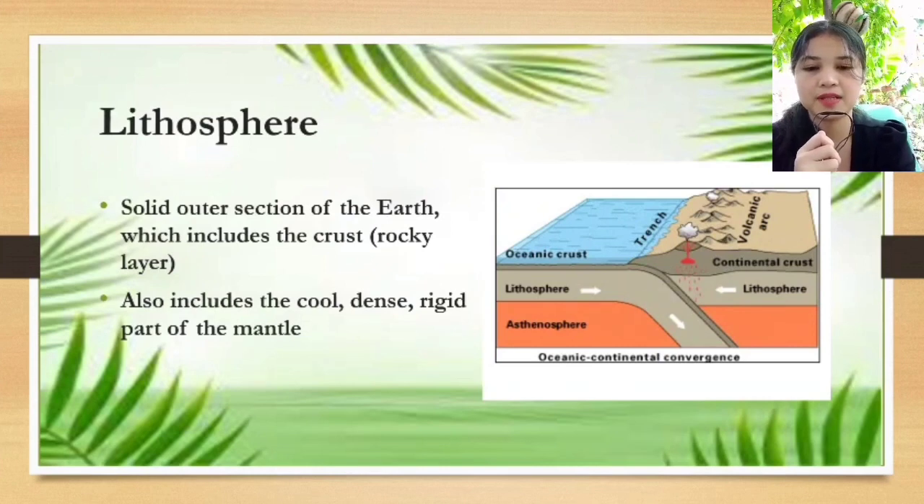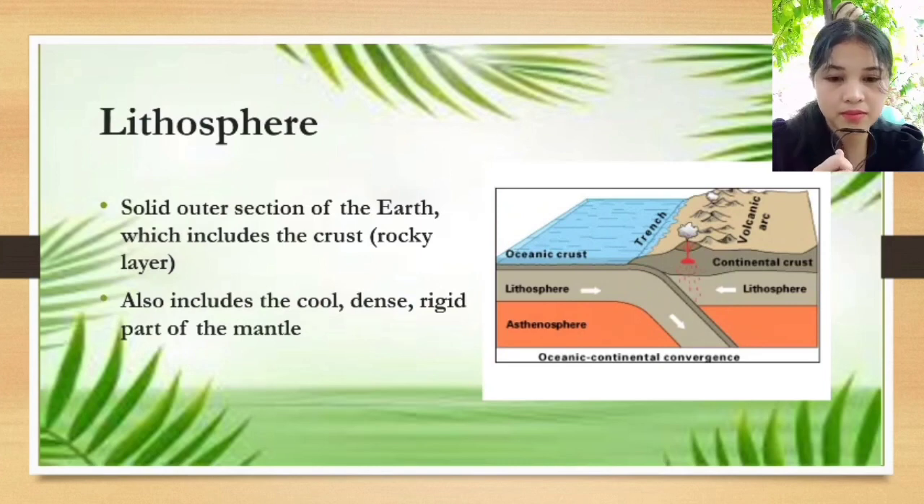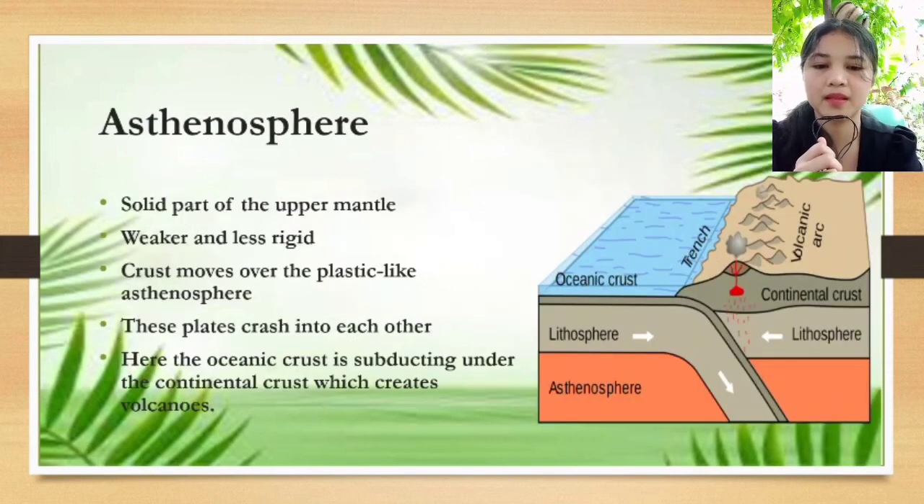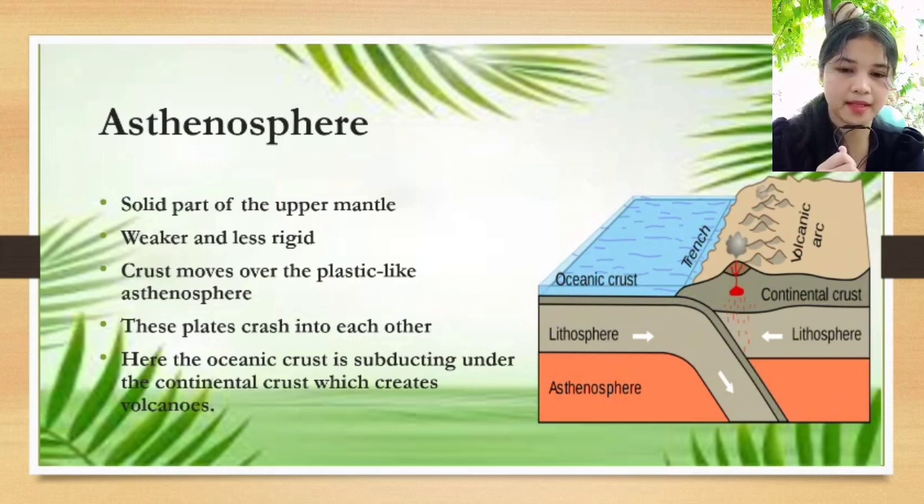Lithosphere. Lithosphere is a solid outer section of the earth which includes the crust, the rocky layer, and it also includes the cool, dense, rigid part of the mantle. So, asthenosphere. Asthenosphere is a solid part of the upper mantle. It is weaker and less rigid.